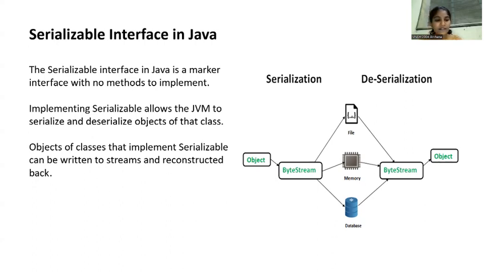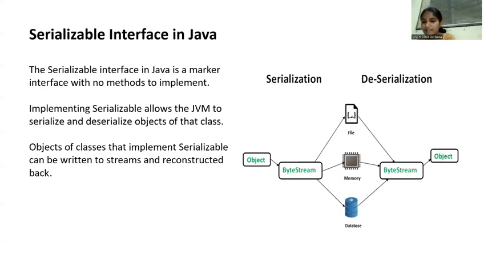So implementing this Serializable interface allows the JVM to serialize and deserialize the object of that class. With this interface only, we can serialize or deserialize. So objects of classes that implement Serializable can be written to streams and reconstructed back. Both processes can be done with this Serializable interface.